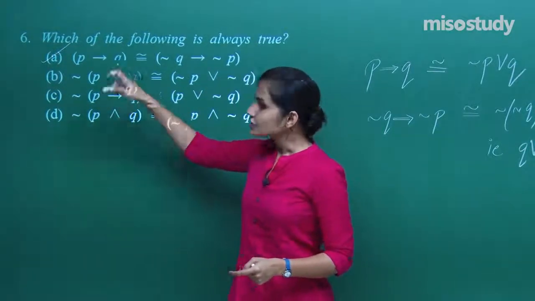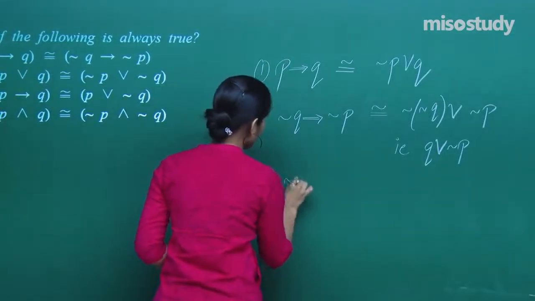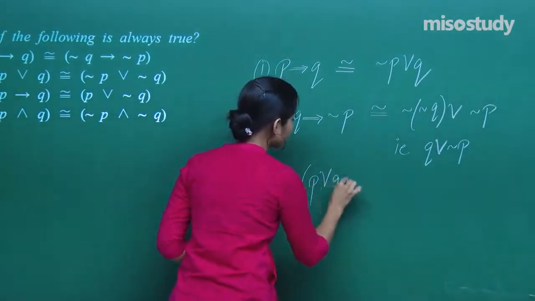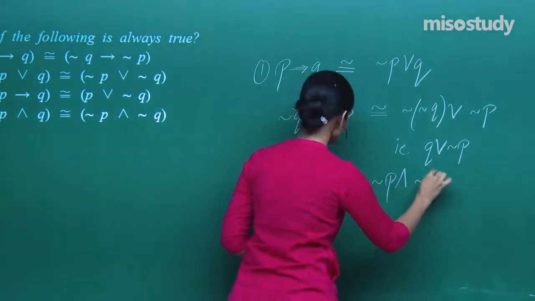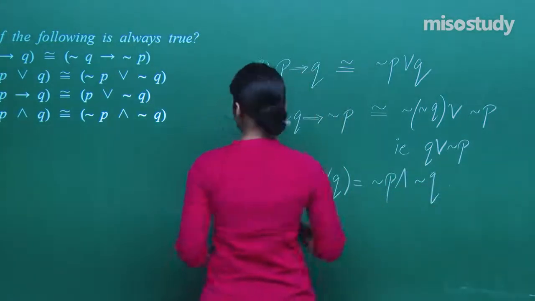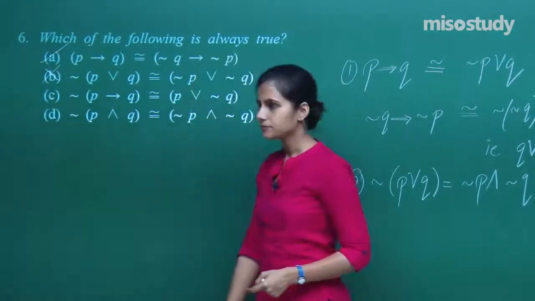Talking about the next, not of P or Q. You know by the rules this is not P and not Q. But here it is not P or not Q. I want and, so this is wrong.